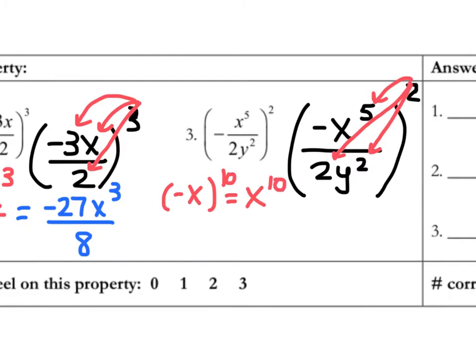I'm not going to be too picky on that, guys, but in general, this would end up being positive because I'm raising it to, again, an even number. Anyhow, that's x to the 10th on top. We multiply our exponents on the bottom. We have 2 squared, y to the 4th, and then we can simplify that just one last time. We got x to the 10th over 4y to the 4th.